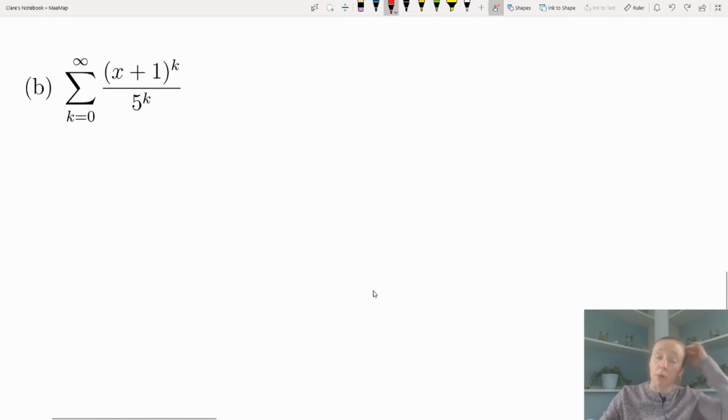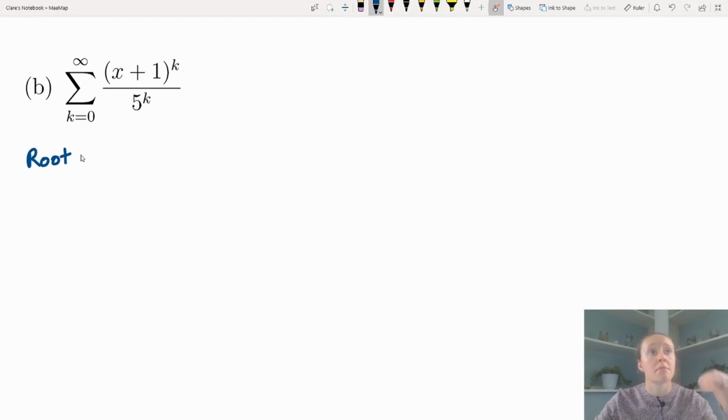In our next example, we have (x plus 1) to the k all over 5 to the k. Again, we have everything raised to the k, so this is going to be a good case for doing the root test. So again, I'm going to label that I'm doing the root test when I'm finding my interval of convergence and my radius of convergence r.